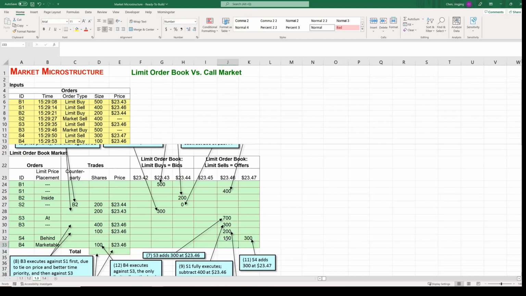And lastly, what is left in the limit order book is still here. So there are 100 shares remaining at 23.46 and 300 shares remaining at 23.47. And here we have 300 shares to be bought at 23.43. And this position has been cleared out. So 200 shares have been cleared out here.